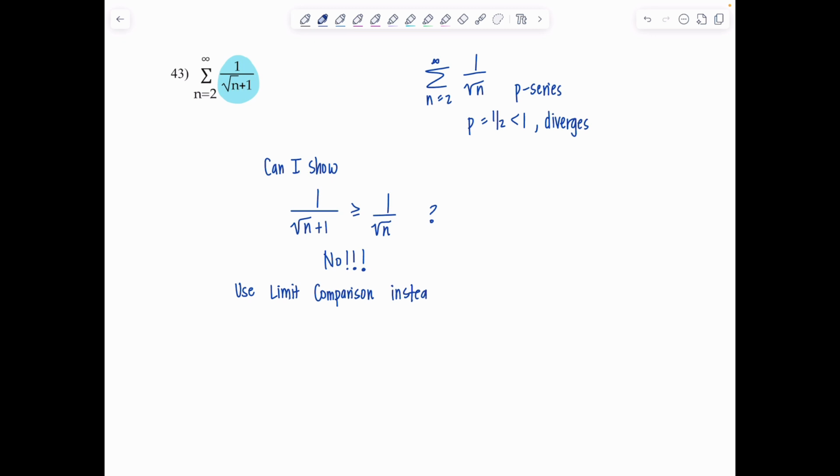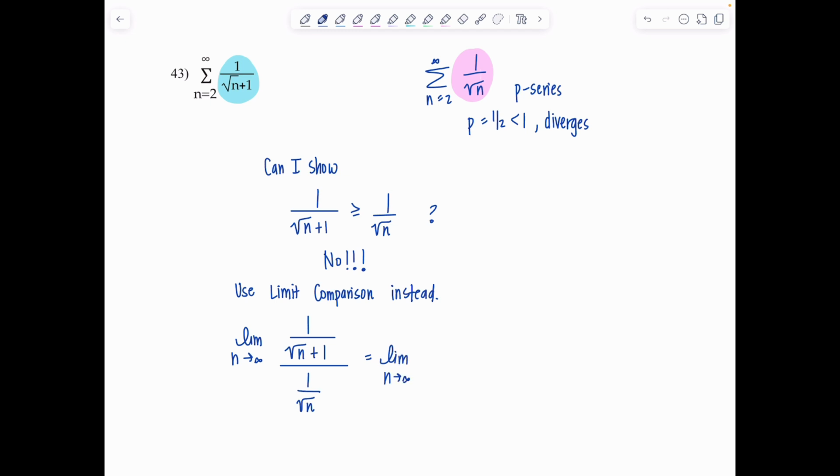All right. And you're going to compare it with, yes, 1 over rad n. So we're going to look at the limit as n goes to infinity, and I take the ratio of the terms of those two series. So 1 over rad n plus 1 over who I'm comparing it to, 1 over rad n. Okay, so this is limit comparison. Now we have to take a limit. Okay, so this is limit, n goes to infinity.